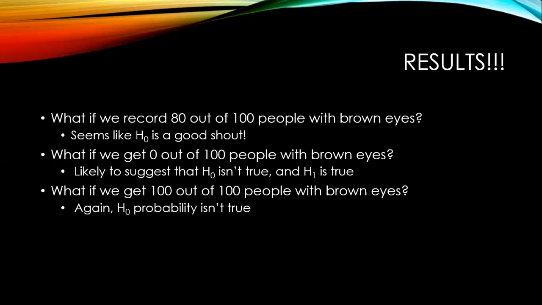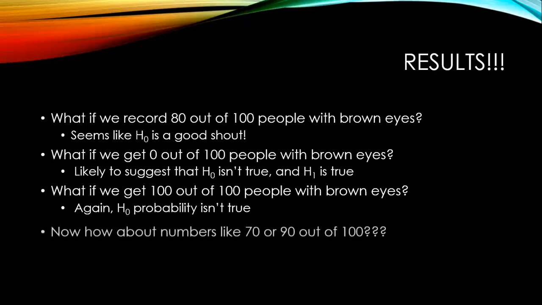Again, if you're getting 100 out of 100 people with brown eyes, it's probably not true that 80% of people in your town have brown eyes. Again, we can't prove it. We're collecting data and making inferences based on data. So this is why this is called inferential statistics. You're making inferences based on data, okay? The null hypothesis, the original theory, was that 80% of people in the town have brown eyes. You've got 100 out of 100 with brown eyes. It would suggest that H0 probably isn't true, and that 80% is probably not the true number.